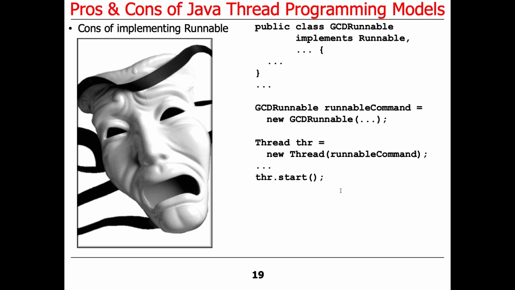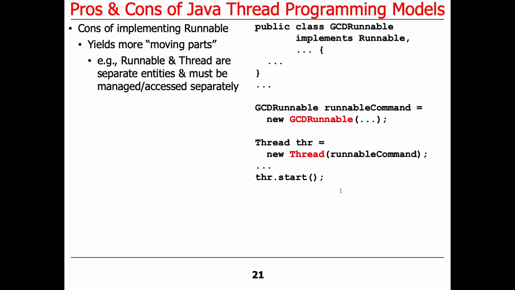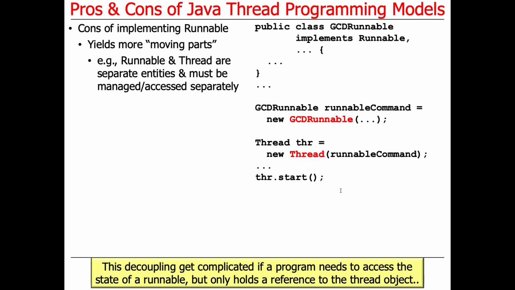Of course, there are some downsides to using Runnable. They're more moving parts. What do I mean by that? Well, with Runnables, you've got to make the Runnable, and you've got to make the Thread, or connect the Runnable to some other execution engine like an executor framework instance. And now there are two things. So Runnable and Thread are separate entities, and they have to be accessed and managed separately. This can get complicated if a program needs to access the state of a Runnable but only holds a reference to the Thread object. So now you have to keep track of more things if you want to do updates. Whereas if you do everything in a subclass of Thread, it's all combined together.